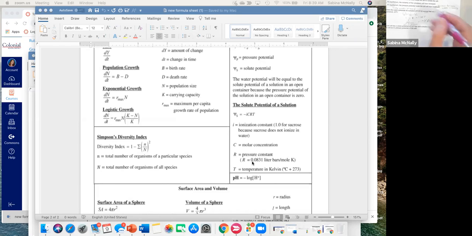All right, here's our R. It's a crazy big number. It's on our formula sheet. So I'm going to copy it down. 0.0831 liter bars is on top. Mole and Kelvin is on bottom. Okay? And this is always the same constant. And then our temperature needs to be in Kelvin.